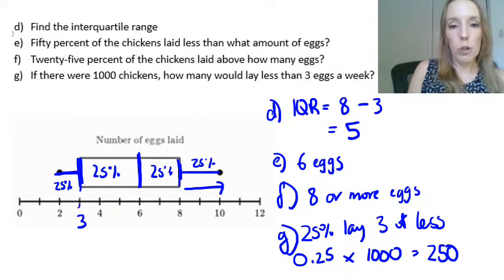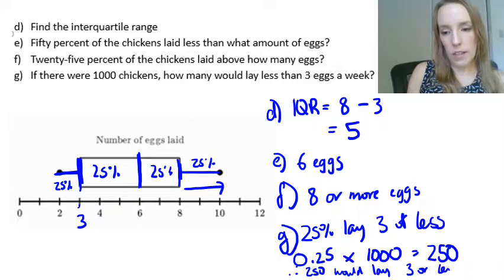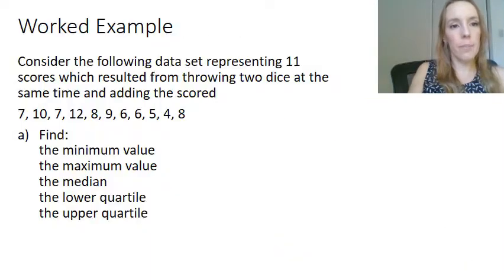250. So therefore 250 chickens would lay 3 or less eggs. And that's it. It's as easy as that. So that would be our answer for G.